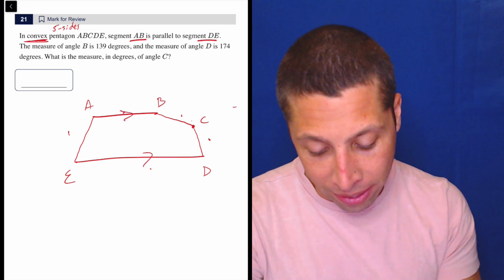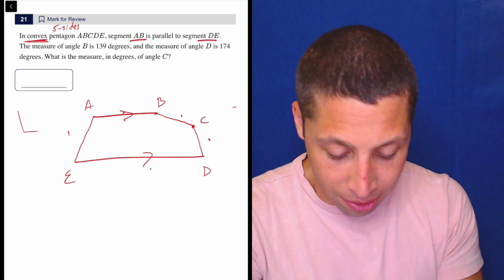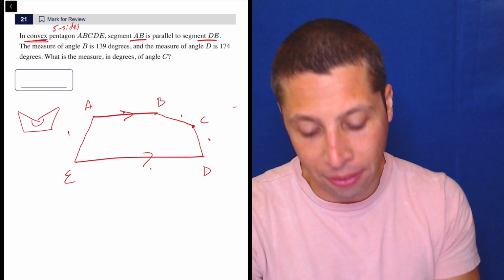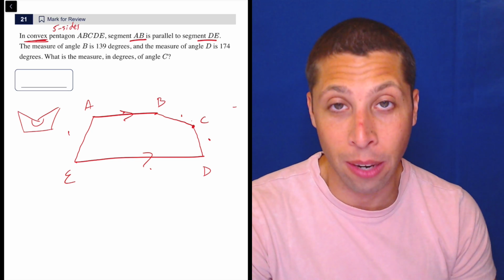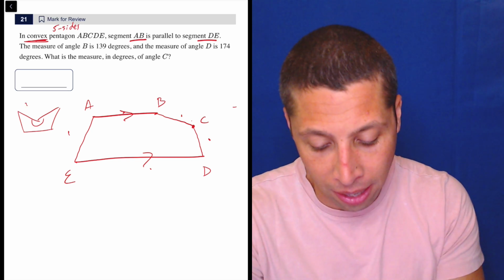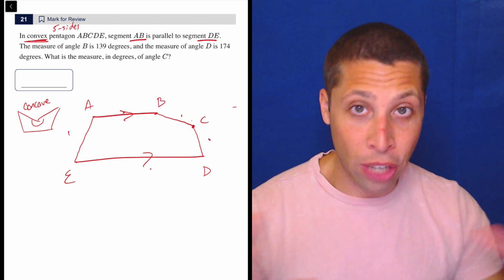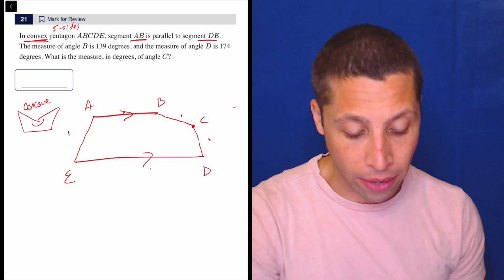Now a concave pentagon, just to give you an example, would be something like this, where it opens normally and then boom, it opens inward. So it's going to have an angle that's more than 180, a reflex angle. So that's a concave pentagon. That all of these angles still bulge out is the way I think of convex.